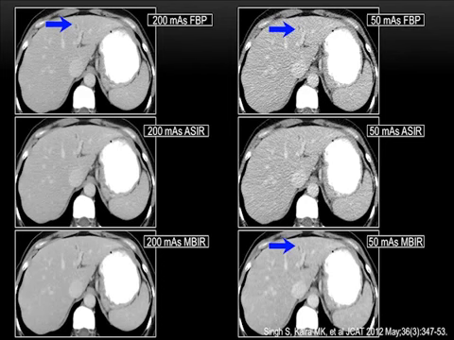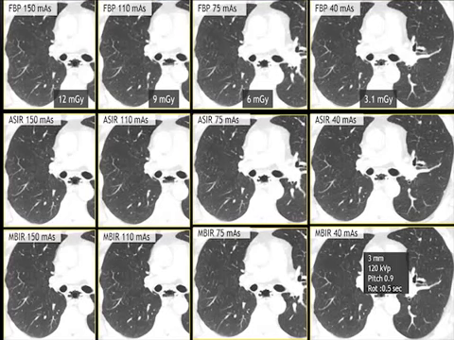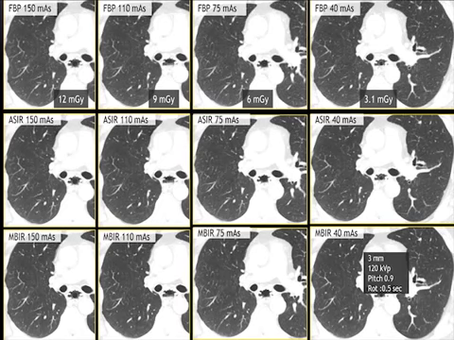So I think that's where more work needs to be done with the IR: how do we optimize the algorithms to get the same image quality we were used to looking at. And once again, in the lungs, this top row is with filtered back projection. This one is with ACER. This one is with MBIR. Hard to find any differences.